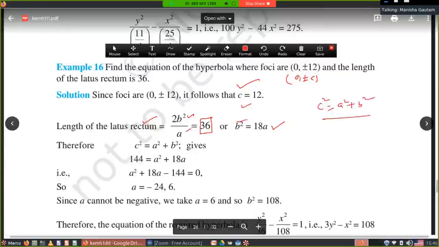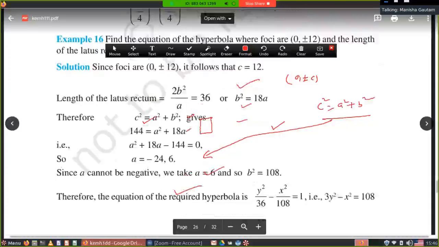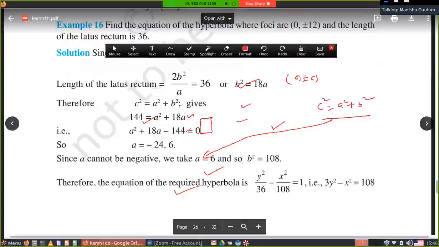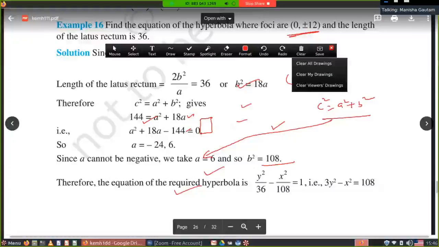All the statements are converted into only a, and you will get a quadratic in a. Get the factors of this quadratic. Minus 24 and 6 are the factors. Minus 24 is rejected. A cannot be minus 24. So taking a is equal to 6. And so b square will be 108. And it is the vertical hyperbola. 0, plus minus c means vertical. Y square upon a square minus x square upon b square is equal to 1. And simplify it. This is the equation of hyperbola.